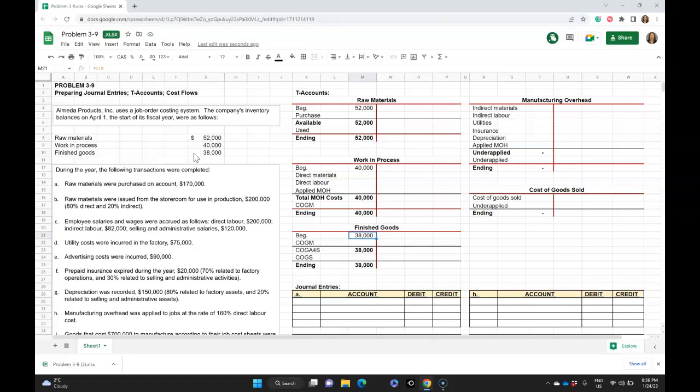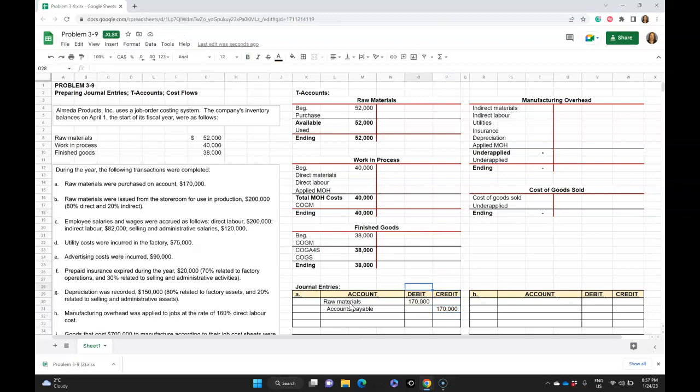Okay, so during the year, the following transactions were completed. A, raw materials were purchased on account for $170,000. So the journal entry will be to debit raw materials for $170,000. And then I'm just going to credit accounts payable, because it said it was purchased on account, then that makes me assume that we didn't pay cash for it.